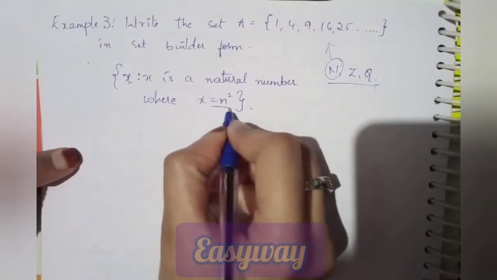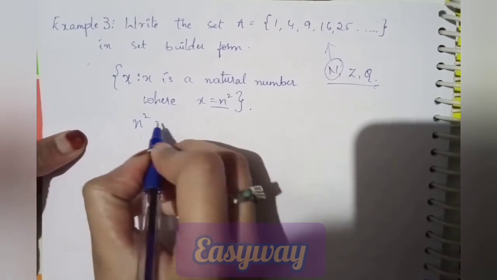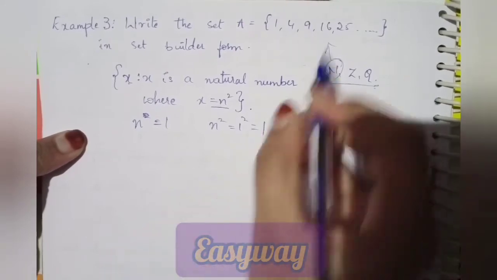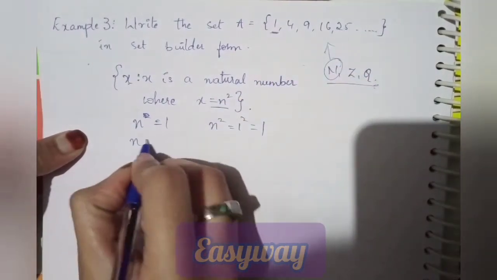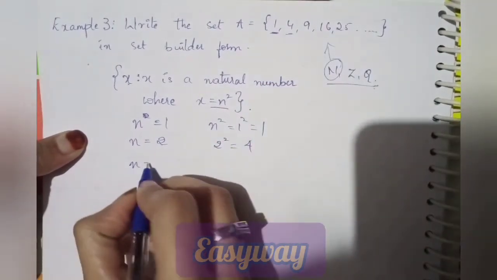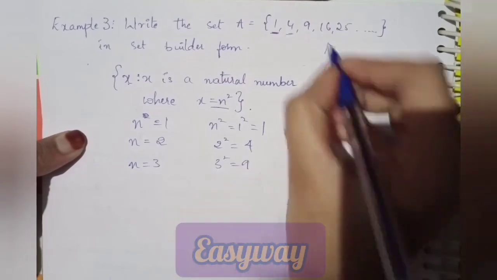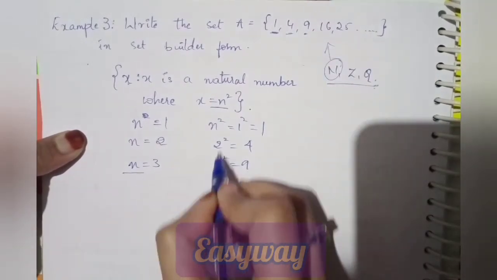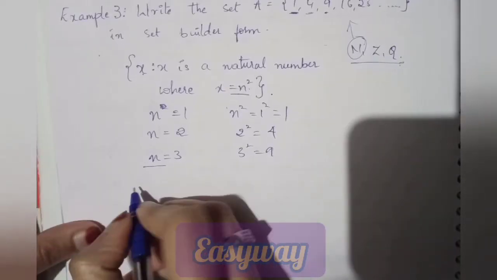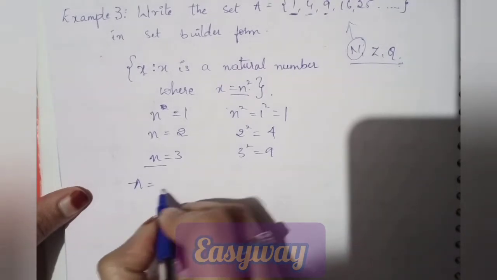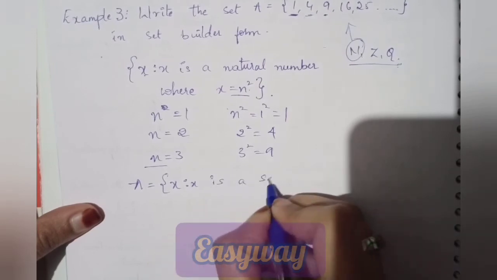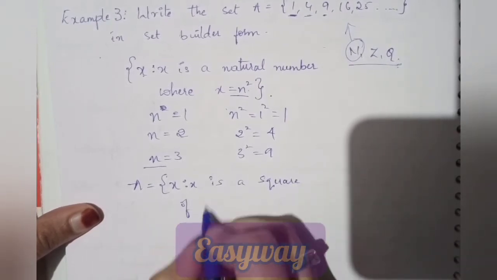First, what is n square now? If we take n equals 1, then n square equals 1 square equals 1. Now if we take n equals 2, then 2 square equals 4. If we take n equals 3, 3 square equals 9. So these are all n squares of natural numbers. Or else we can write the set A equals x such that x is a square of natural numbers.